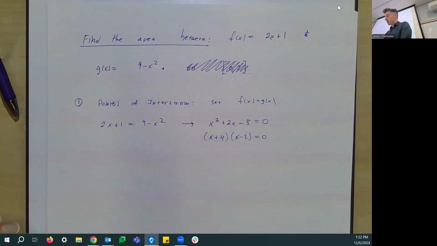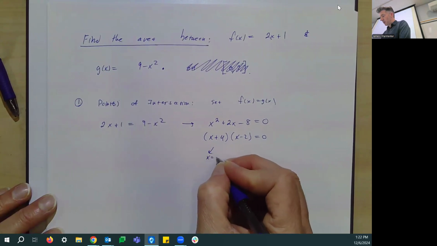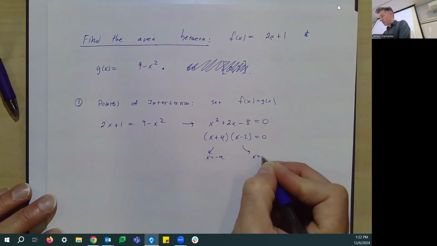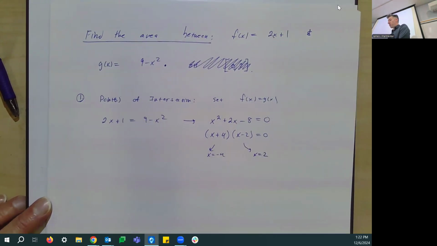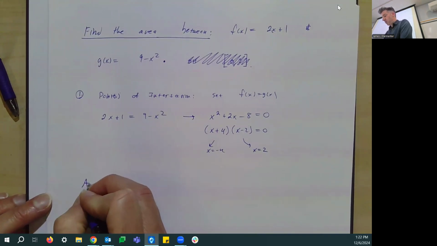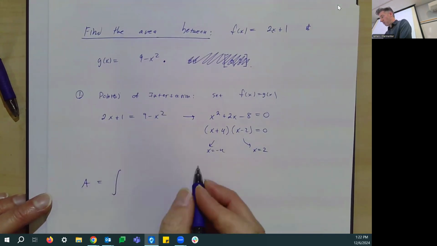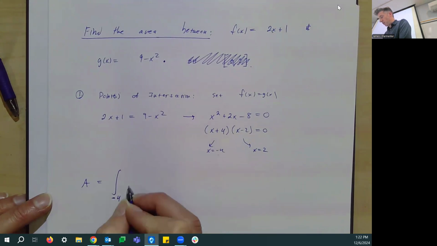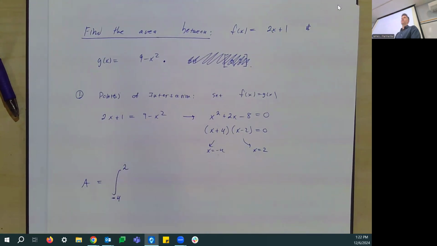So our points of intersection are x equal to -4 and x equal to positive 2. So when we're about to find the area, we know that we're going to be integrating from a lower limit of -4 to an upper limit of positive 2. And then there's two ways you can handle this next part. The way I would prefer, because I think it's better, but it doesn't actually matter, is you should actually figure out which function is bigger.